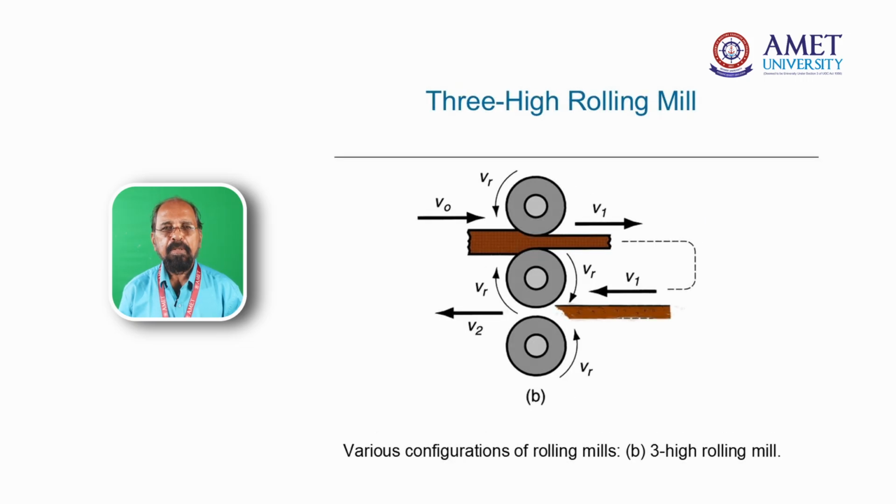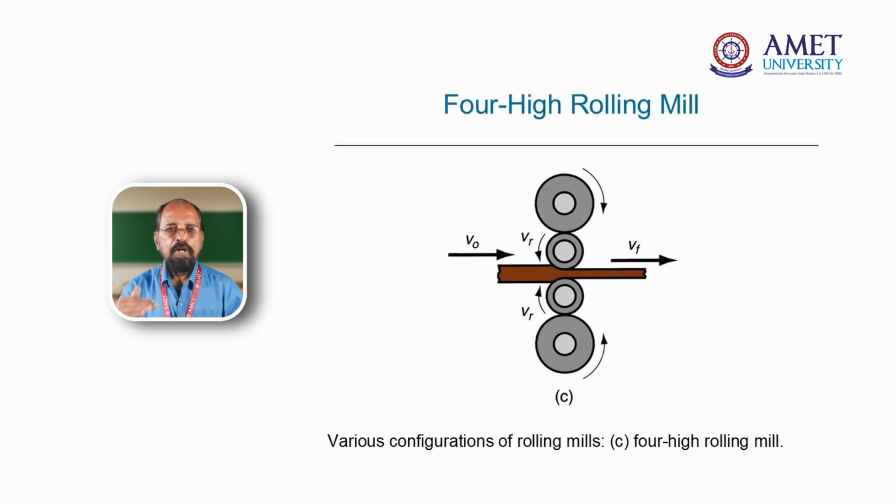There are also 3 high rolling mills. We have 3 rollers: one at the bottom, one at the center, another one at the top. In the first cycle, the material is passed through two rollers. That material is subsequently sent through the second pair of rollers. This is called the 3 high rolling mill. Then there are the 4 high rolling mills, 2 at the top and 2 at the bottom. In between, we insert the material to be used.